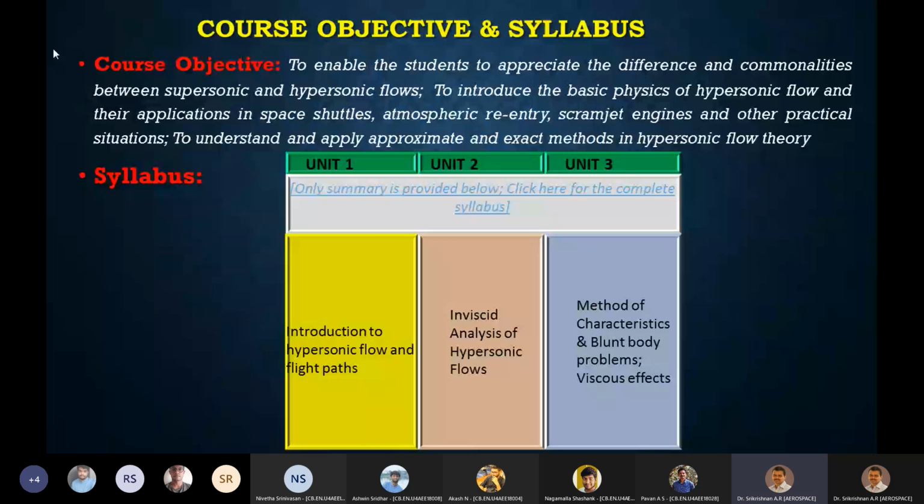And the third part is primarily the study of the method of characteristics and blunt body flow problems, and viscous flow and heat transfer in hypersonic flow. So this is roughly the division of the major topics. In the slides, I have given the complete syllabus, which you can go through at your leisure after I share this on MS Teams.